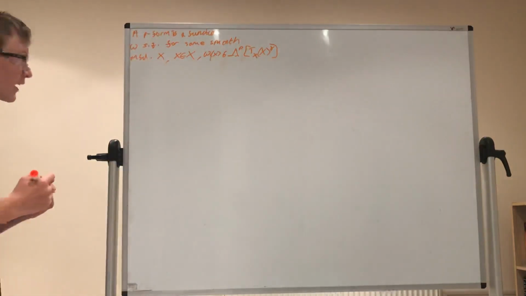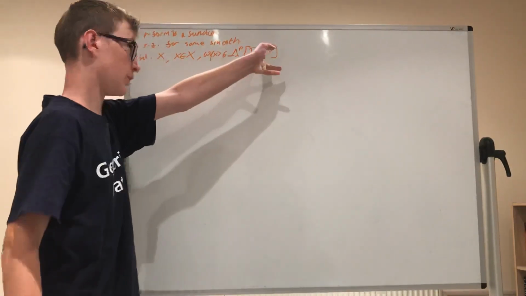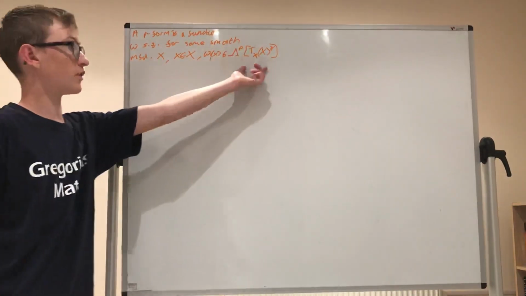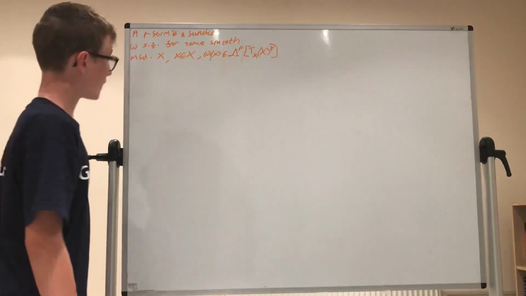Alright, so for every x in some smooth manifold X, it assigns to it an alternating P tensor over the tangent space of X at x. Okay?